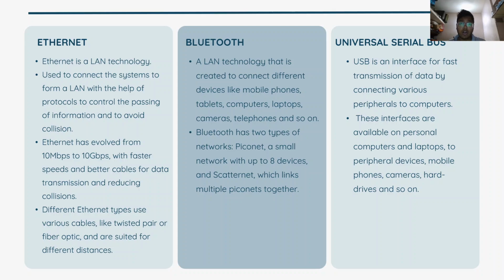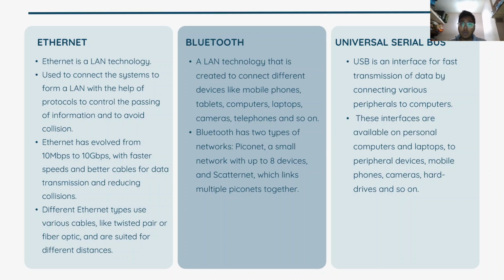Ethernet is a LAN technology used to connect systems to a LAN. LAN is a local area network. With the help of protocols to control the passing of information and to avoid collision, we use Ethernet. Its speed has evolved from 10 megabits per second to gigabits per second, 10 gigabits per second, with faster speeds and better cables for data transmission and reducing collisions. Different Ethernet types use various cables like twisted pair, fiber optics, or coaxial, so they are suited for different distances.